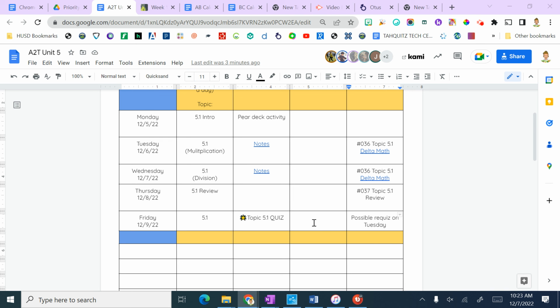I want to be able to do this on Friday because that allows us, if you need it, to re-quiz early next week, rather than us quizzing on Monday and then having to really turn it around fast and re-quizzing on Tuesday. So everybody get into Delta Math. It should take you right to the right assignment, I think, and practice a little bit.